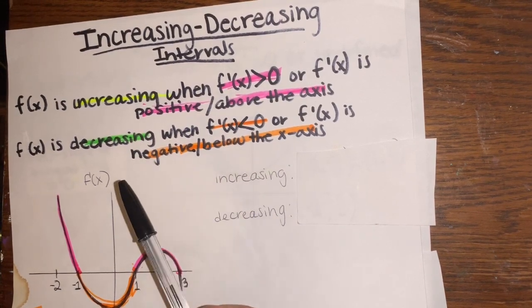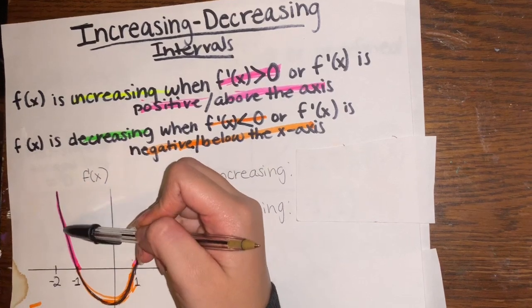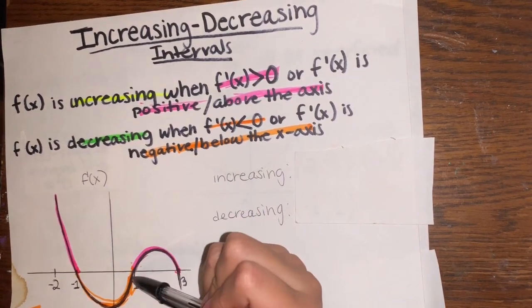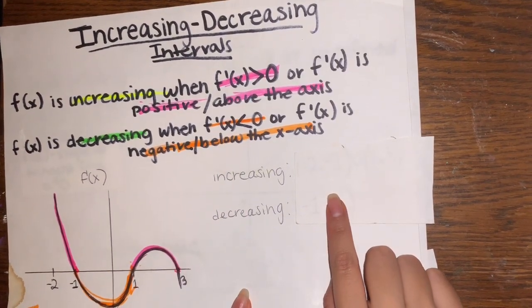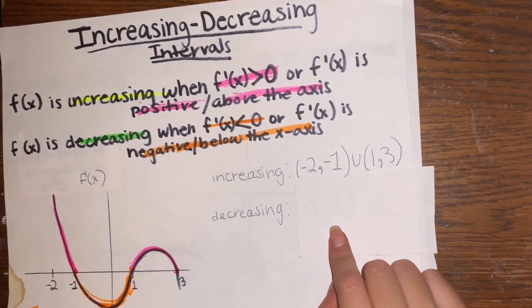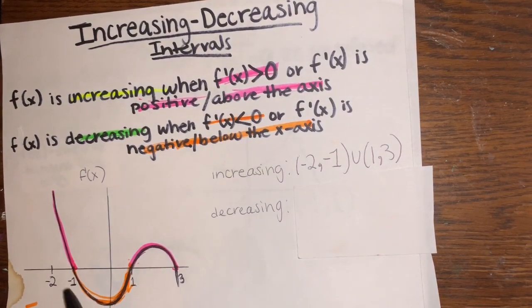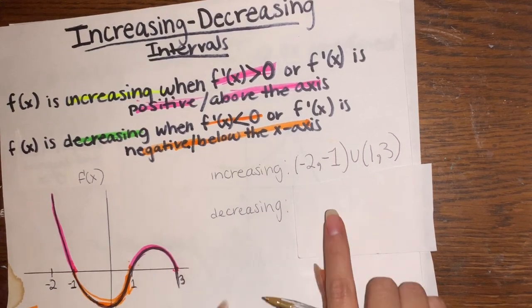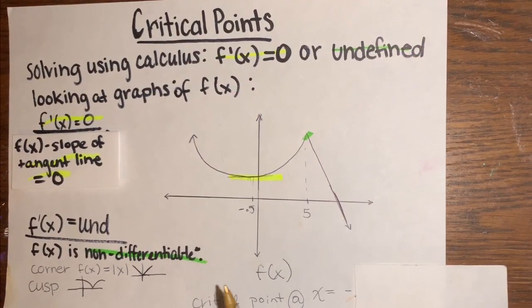First, let's start off by identifying where f prime of x is greater than 0. So from -2 to -1, we see that it is above the x-axis. Can't say the same thing for here, but here we can, which means our intervals are increasing from -2 to -1 and 1 to 3. Now, at this point, f prime of x is less than 0, which means our intervals are decreasing at -1 to 1.